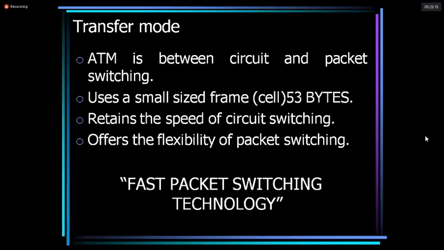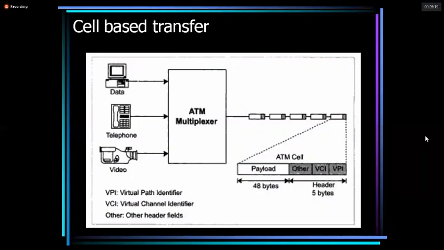With this introduction, let me give you an idea of why it is cell based transfer. You can see I have an ATM multiplexer in which all the data entering the multiplexer should be of fixed size, whether it is a voice call, data, or video, anything it could be. It should be a cell of 48 bytes of payload. The other 5 bytes are exclusively reserved for the header. Later I'll come to what VCI and VPI are. Now you got an idea.